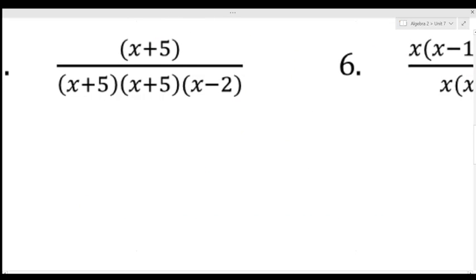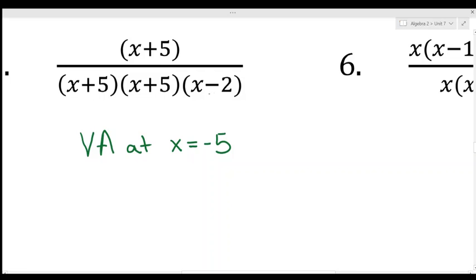Okay, so that means it's going to be stated as VA at x equals negative 5. Pay attention: if you have one of those factors on the top and two of them at the bottom, you're going to state it as a VA. But if you have one on the top and one at the bottom, it's a hole. One on the top and two at the bottom, it's a VA. Okay, and then we have one more.